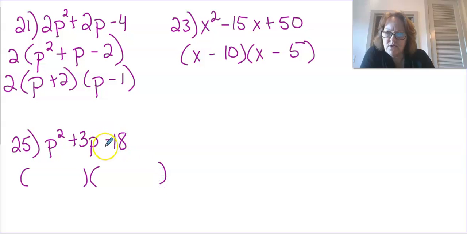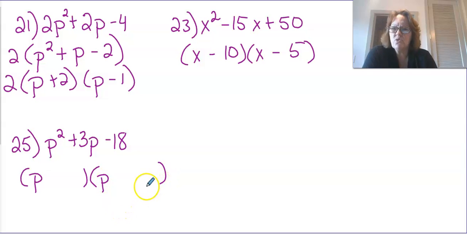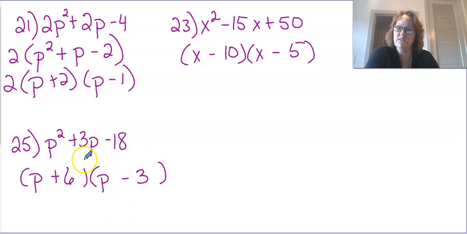I have a negative here. Anytime you have a negative here, one of them is going to be positive, one's going to be negative. So let's see, that would be 6 and 3. I need my 6 to be positive and my 3 to be negative. And just checking that real quick, 6 minus 3 is positive 3. 6 times negative 3 is negative 18.